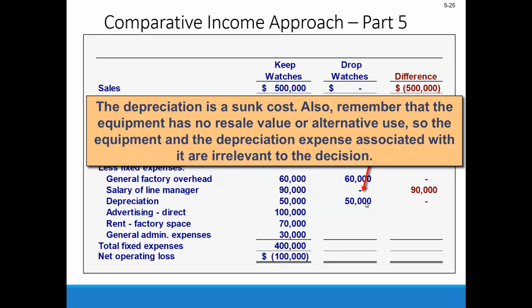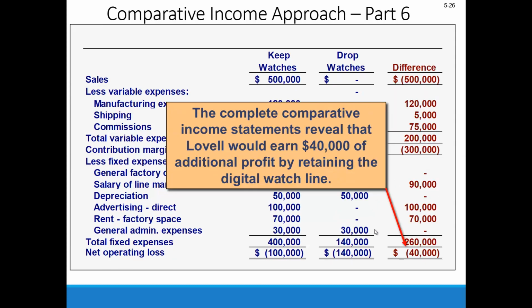Depreciation is not avoidable. It's essentially a sunk cost, so it becomes irrelevant to our decision. The general admin expenses also remained. So we can see that the total bottom line picture after we've dropped the watches is really a $140,000 loss in the segment compared to the current $100,000 loss shown on paper. And that's the same difference of $40,000 we found just a minute ago.